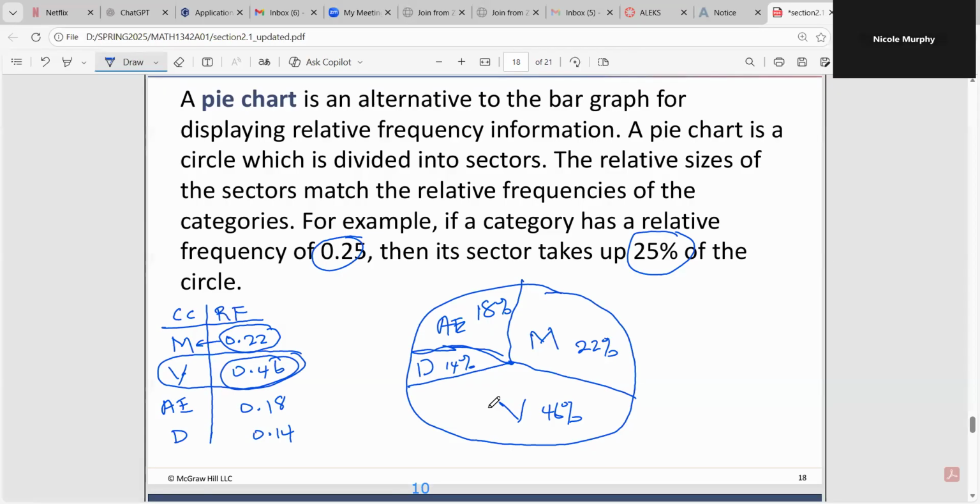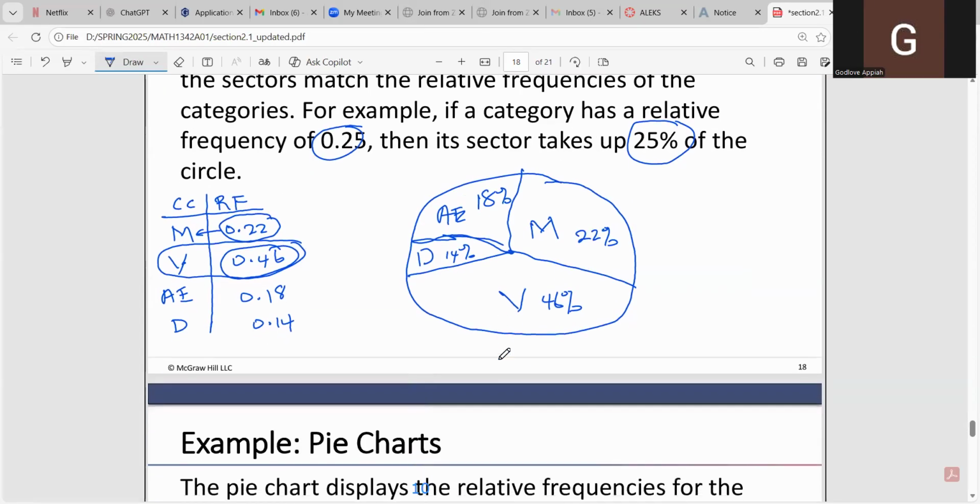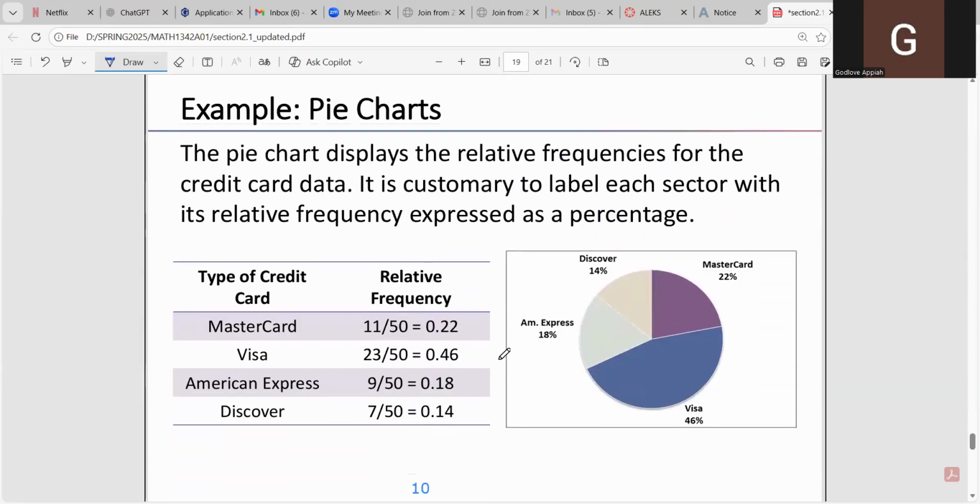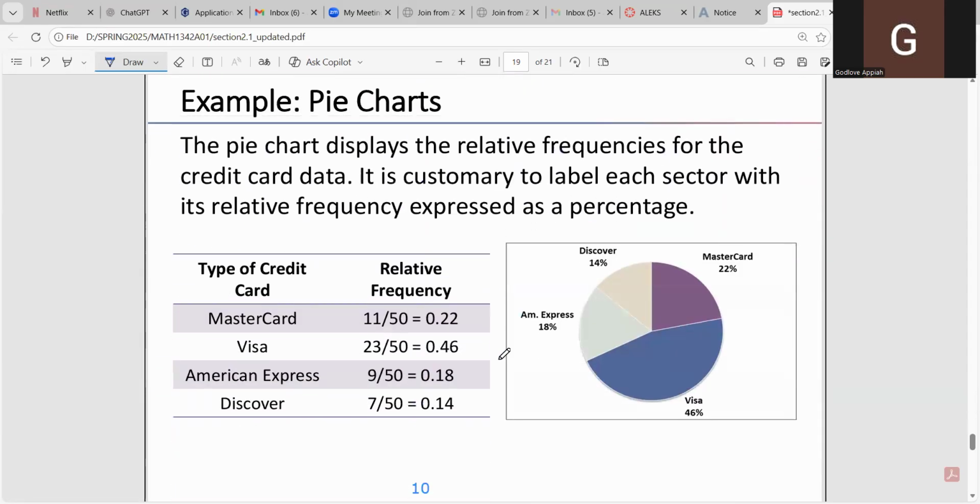No? All right, good. Now this is what we have for the pie chart. This is what we just constructed up there. As you can see, each sector corresponds to a category and the size corresponds to the relative frequency. Here we have some colors to distinguish these categories.